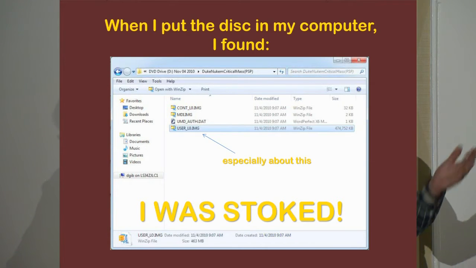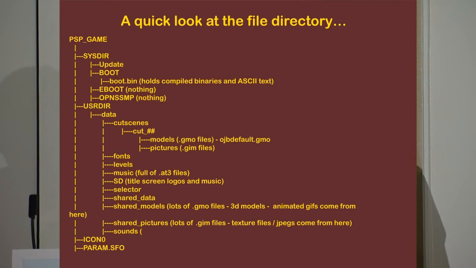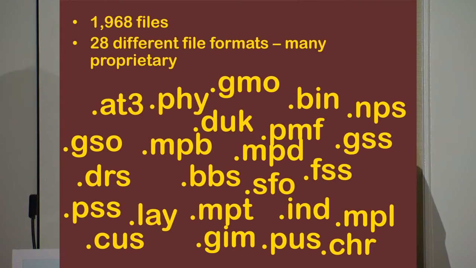So when I put it into my computer, this is what I found, and I was very excited about it because I expected a video, and I was especially excited about this image file here. Because as soon as we dug into it, we realized it was the actual entire file directory for the game, including all the assets and the code. So this is the alphabet soup of the file types that are on this disk. 28 different file formats, most of them proprietary to Sony, 1,968 files.